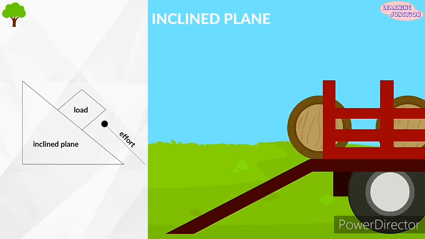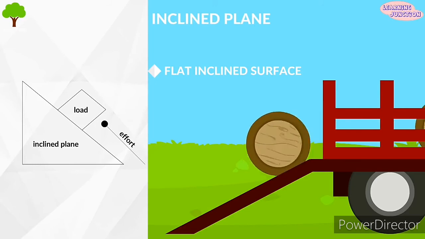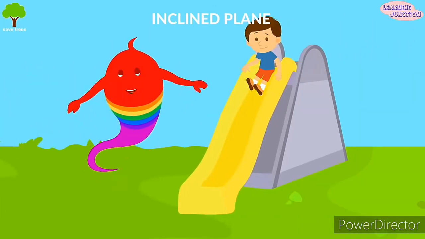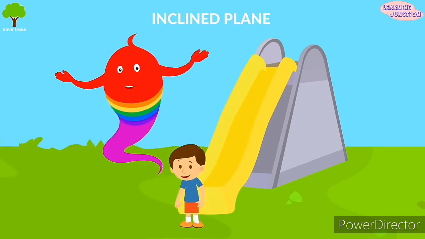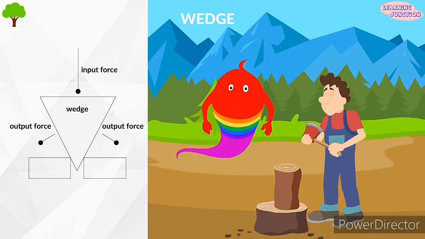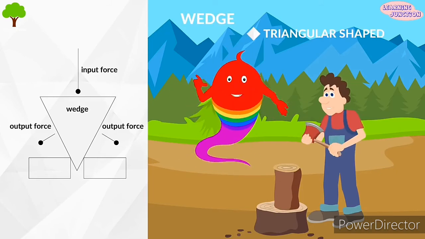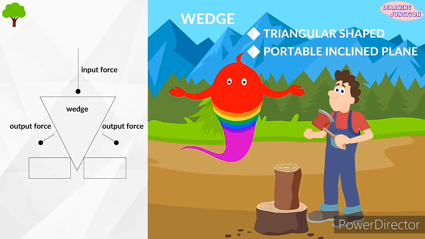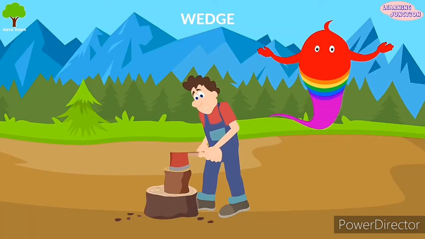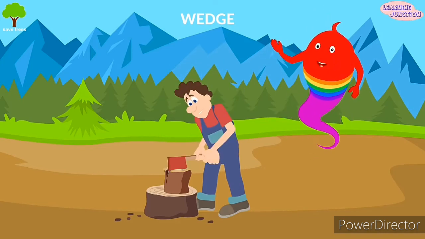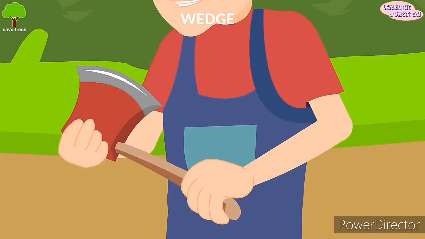Inclined plane. It is a flat surface that is inclined, so it can help move objects across distances. Aha! This slide is also an example of inclined plane. Wedge. A wedge is a triangular-shaped tool and is a portable inclined plane. It can be used to separate 2 objects, lift up an object, and hold an object in place. An axe blade is an example of a wedge.